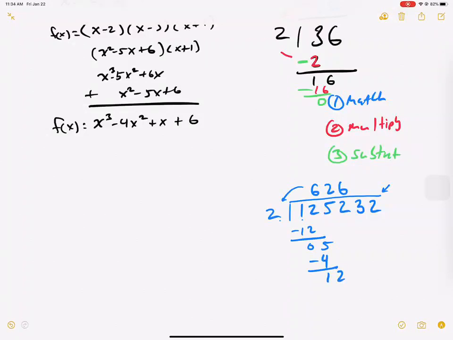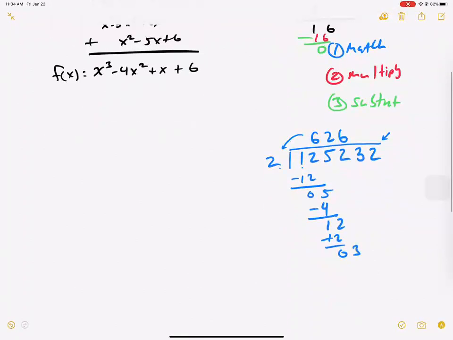We multiply, and then we subtract. We match, we multiply, and we subtract. We match, we multiply, and then we subtract, right? And this is the method we went through over and over. Once we're done with this, we take this number and then we try to divide this number again by a different number.